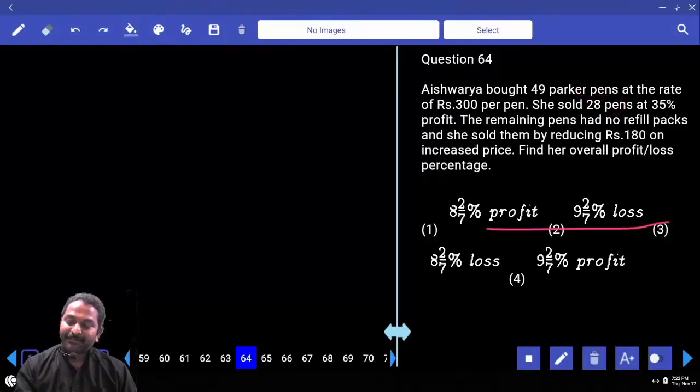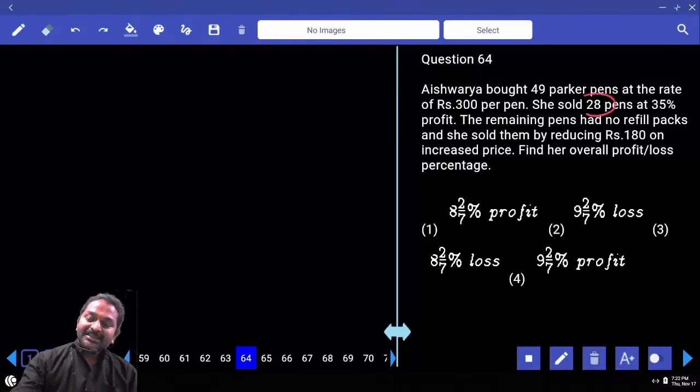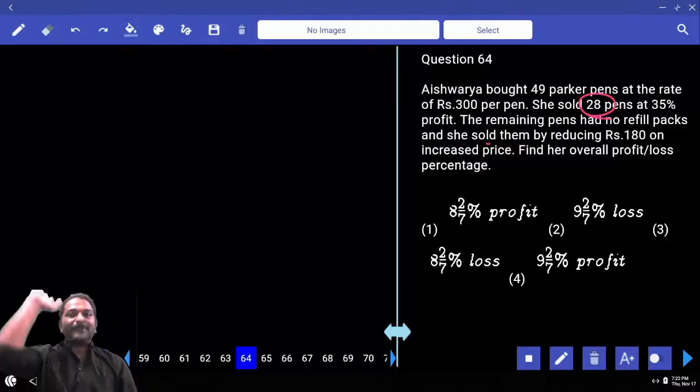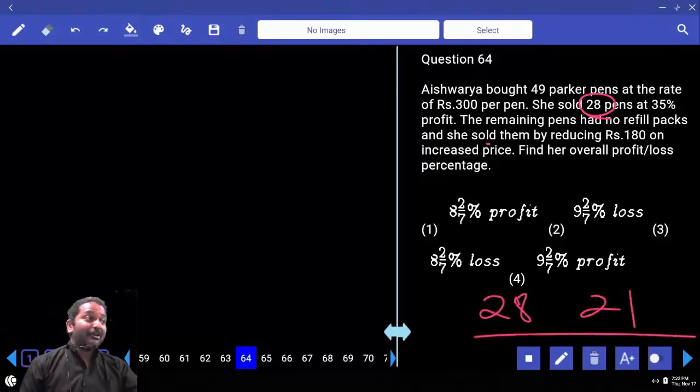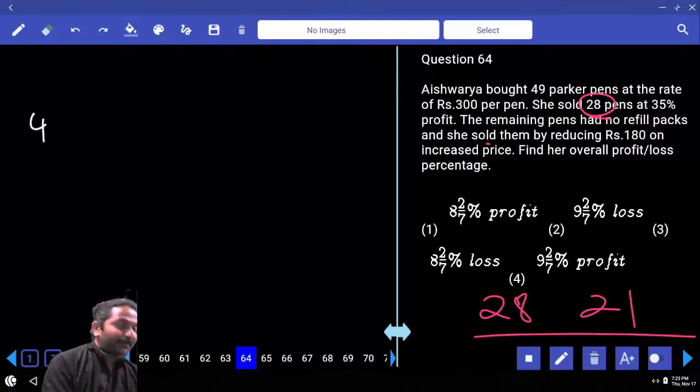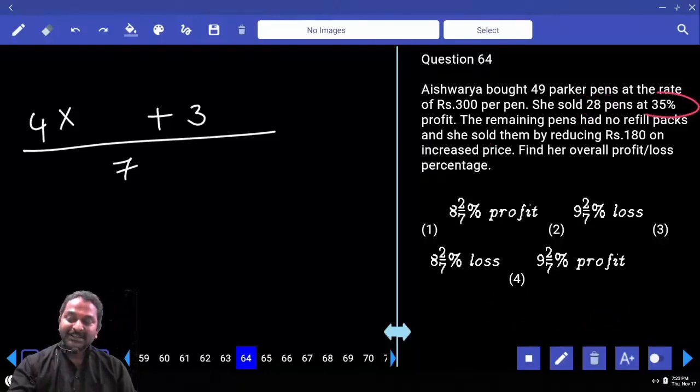Finally your question is about profit percentage or loss percent, right? So I don't want to consider in terms of numbers. I'll consider in terms of percentage. Instead of 28 and remaining 21, I would like to treat them as a ratio to reduce my simplification. Because 28 and 21 are in the ratio 4:3, I'll say 4 parts and remaining 3 parts, and overall 7 parts. Got it?